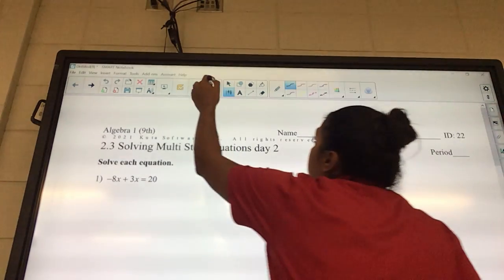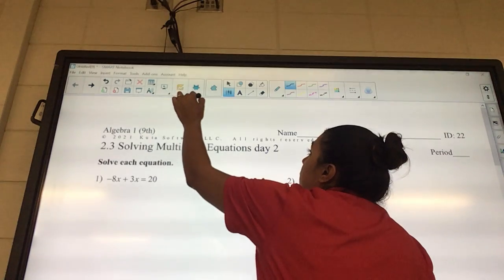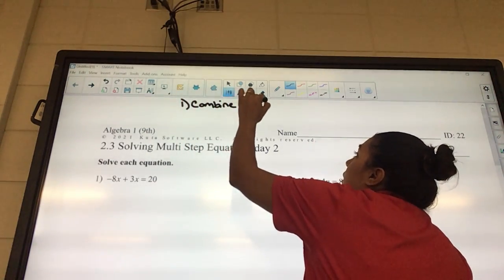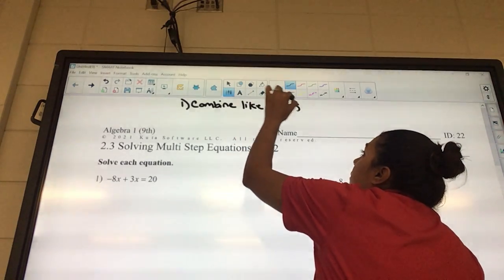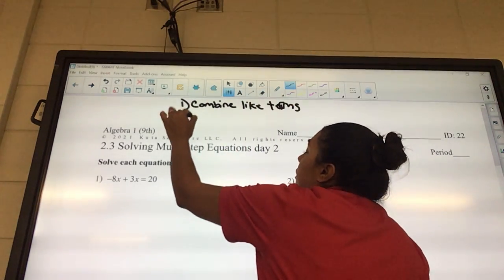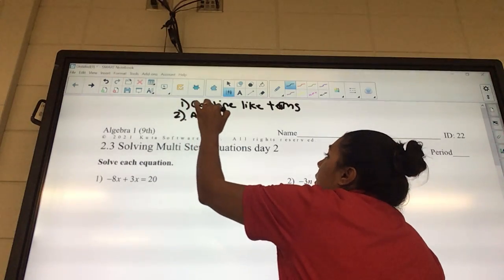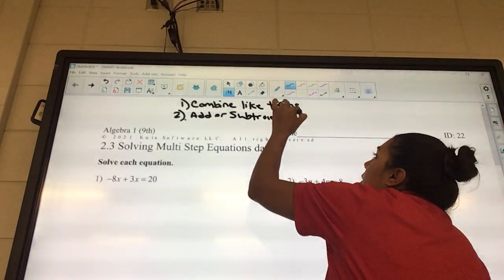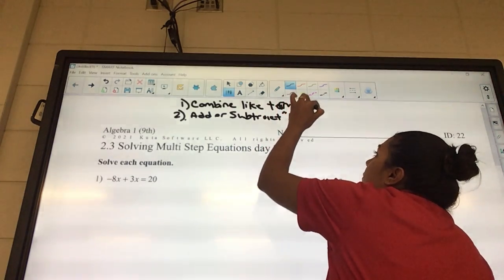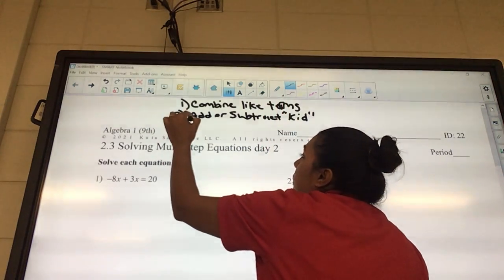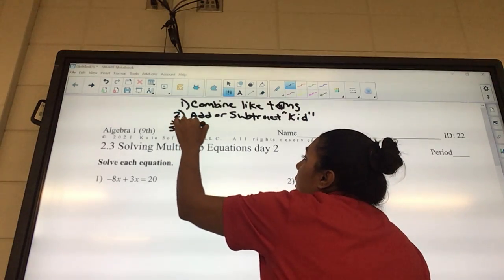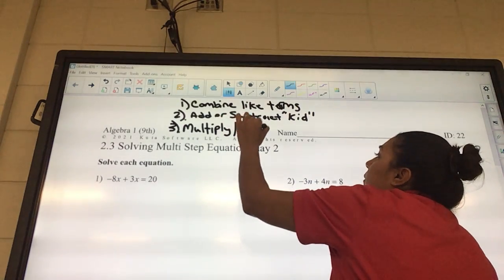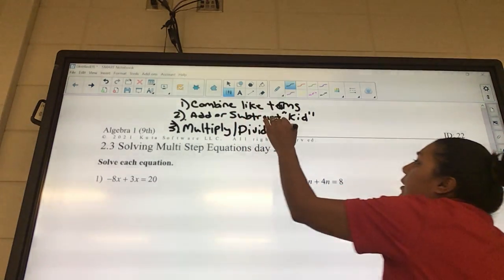Our steps are still going to be the same. Step 1 is to combine like terms. Step 2 is to add or subtract the kid. Step 3 is to multiply or divide, and this is what we call the breakup.